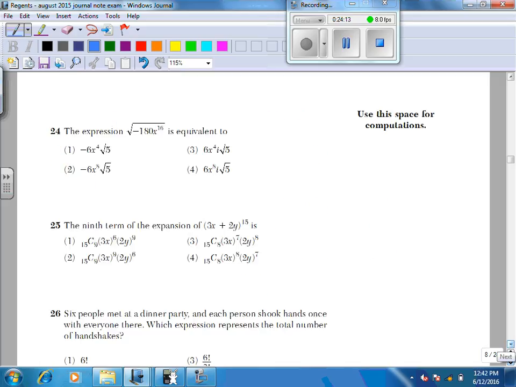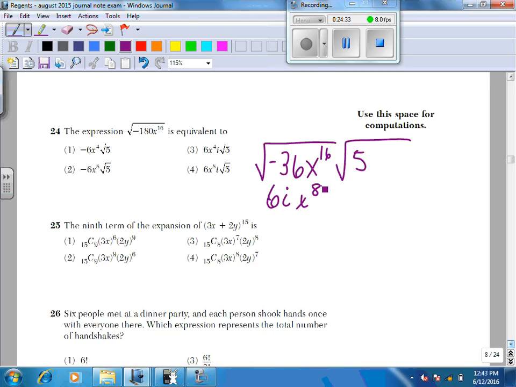And the last multiple choice, actually it's not the last multiple choice, we have a couple. Square root of -180 x to the 16th. Well, let's make 2 radicals. -180, we can split up in -36 times 5. X to the 16th is a perfect square. Square root of -36 is 6i. Square root of x to the 16th is x to the 8th. 5 is going to be left under the radical, so that is choice 4.